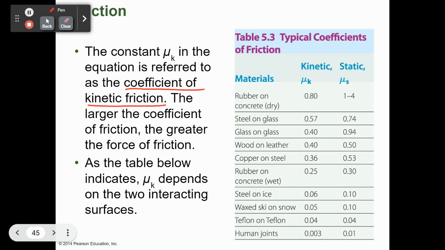So every object or every surface has a different coefficient of friction. The higher that number, the higher the force of friction. And so they're either going to give you what that is in the problem, or it'll be one of the things you need to solve for.